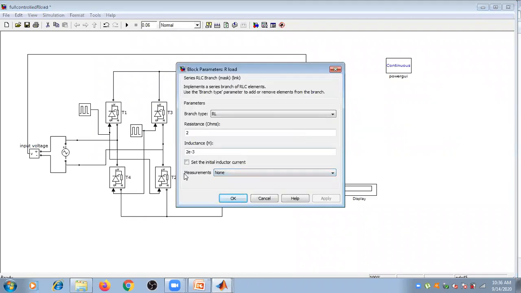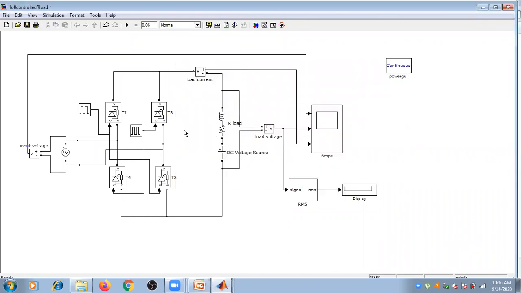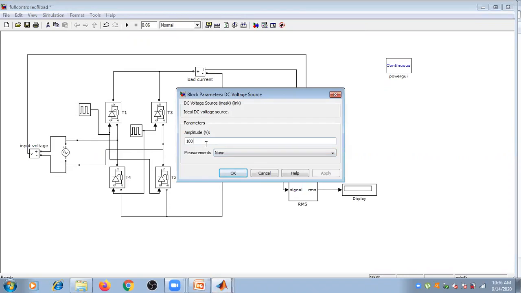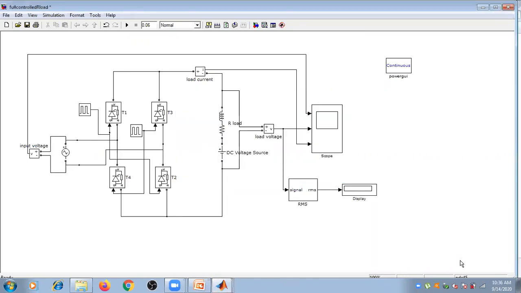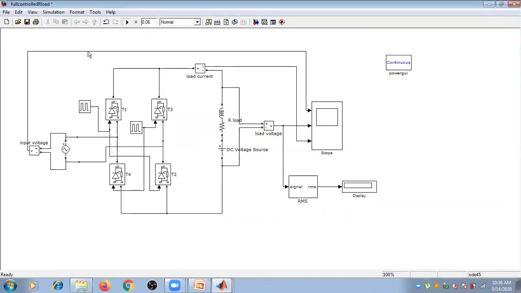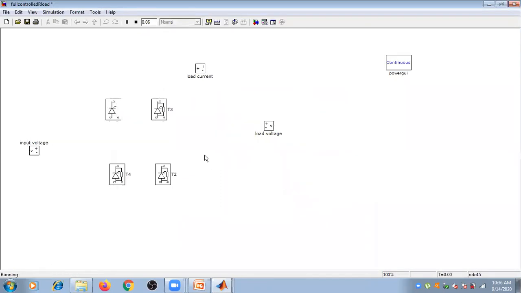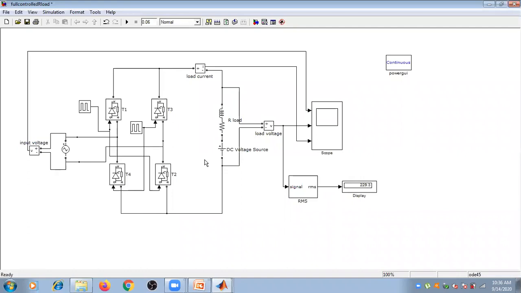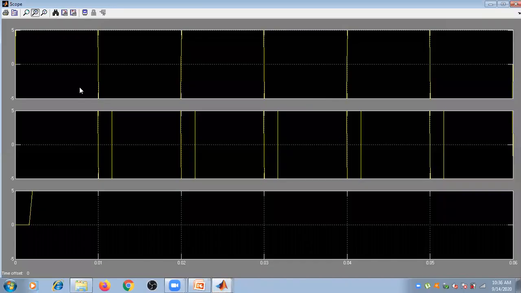Similarly, for the inductance value we should take a high value. So here I have considered 10 millihenries in order to show less ripple in the current, right? And for the DC voltage source, the back EMF value, I'm going to take 50 volts, right? Now we just simulate it. Simulation is done, and let's verify the waveforms.